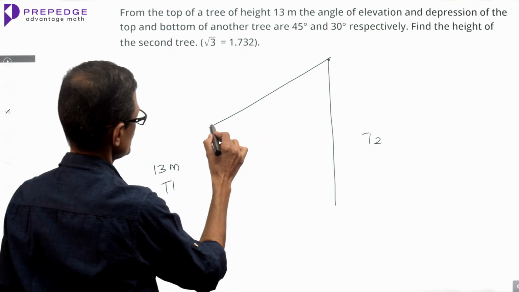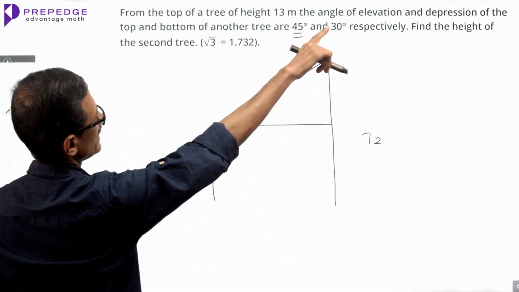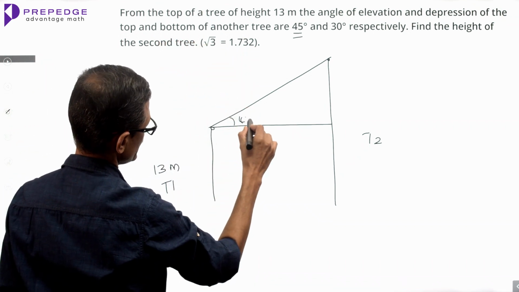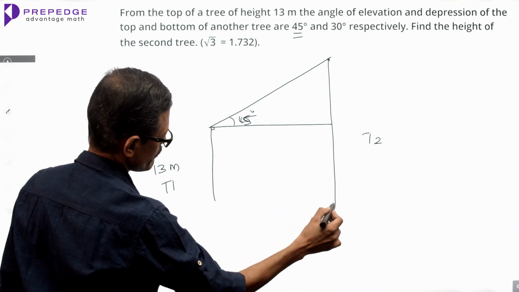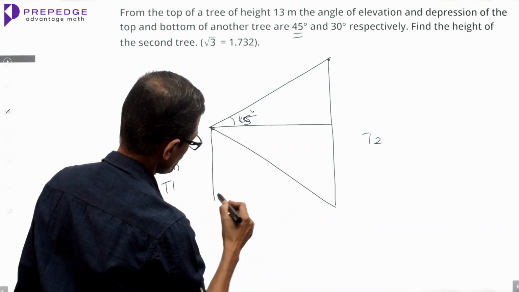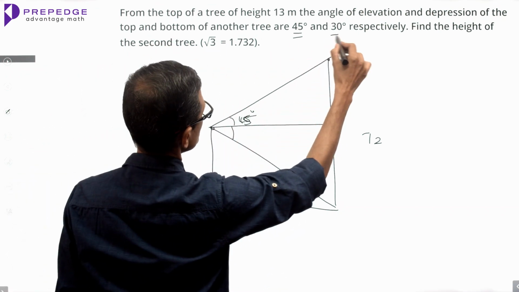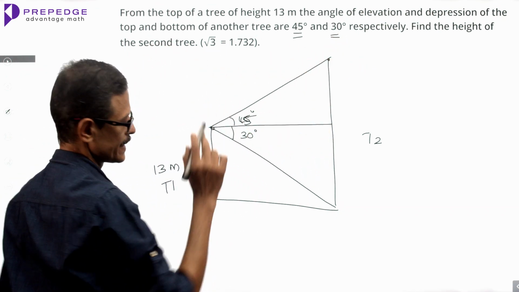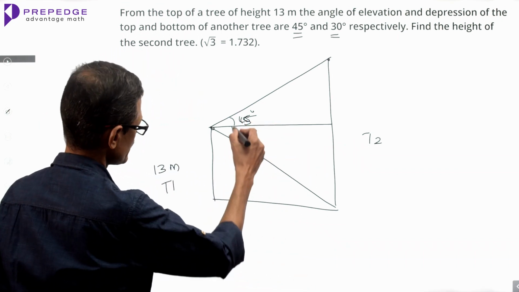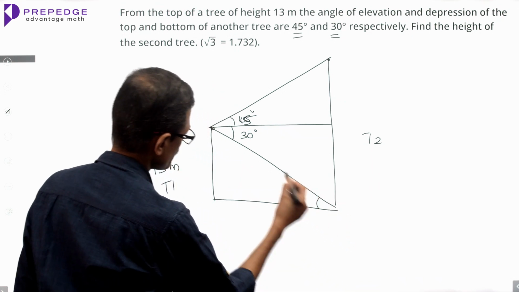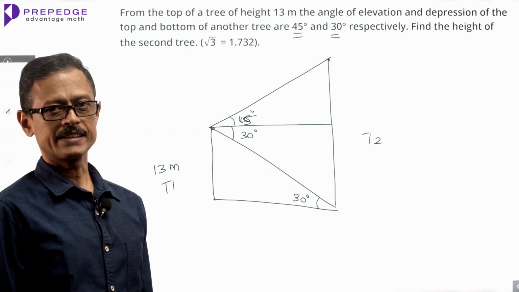We look at its top. The angle of elevation thus formed is equal to 45 degrees. Angle of elevation to the top is 45 degrees. From the top of this tree we are looking at the bottom of the second tree. So what we get is angle of depression that they have said is equal to 30 degrees. Angle of depression is equal to angle of elevation. So if this is 30 degrees, then from the bottom of tree 2, looking at the top of tree 1, the angle of elevation is also equal to 30 degrees.